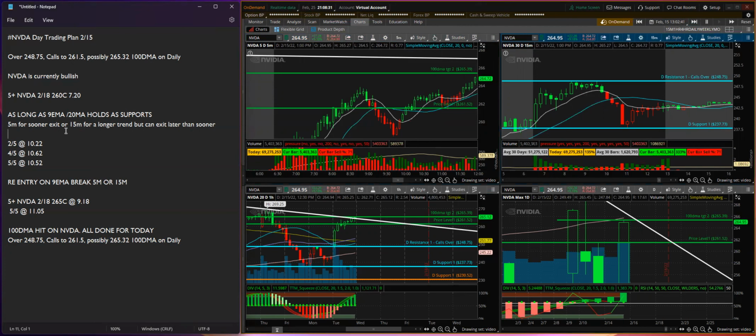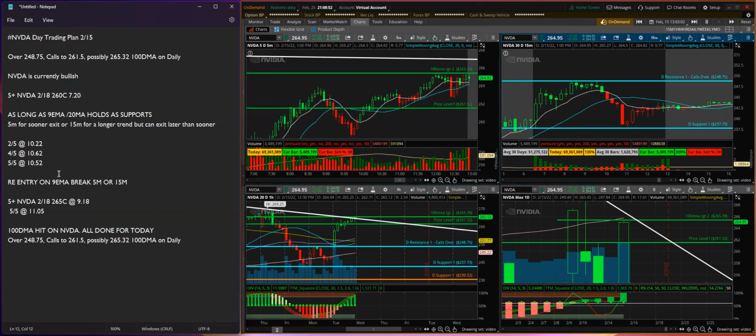And what I did with my first position, we bought 5 at 2.18, expiration 260 strike, 720 each. We sold 2 out of 5 at 10.22, just to lock in profits. We sold more at 10.62, and we let one ride to hit my resistance. And that was when we hit 261.52. So we sold the rest at 10.52.